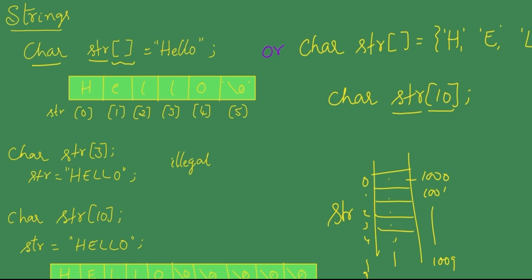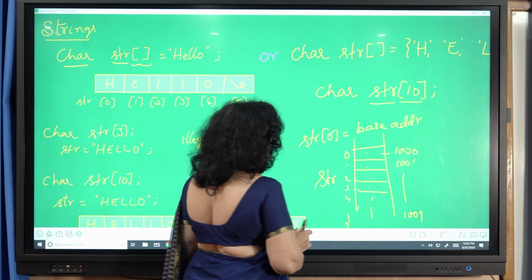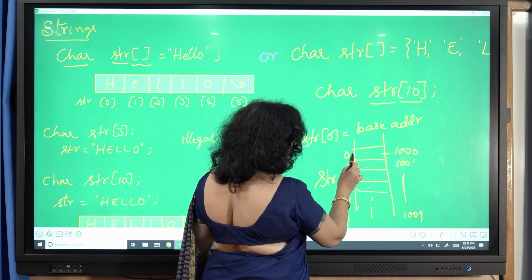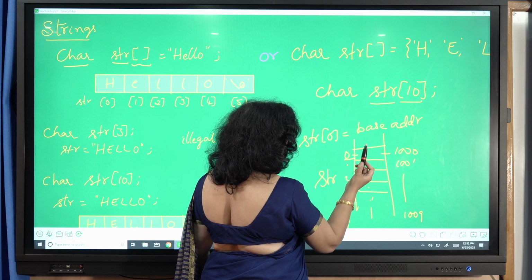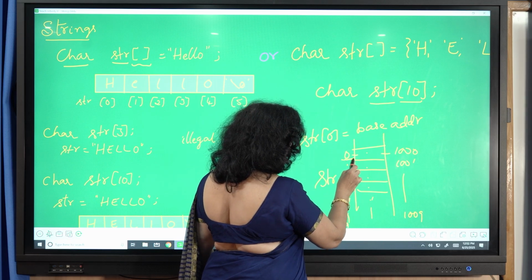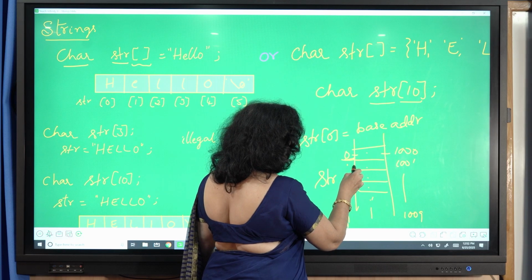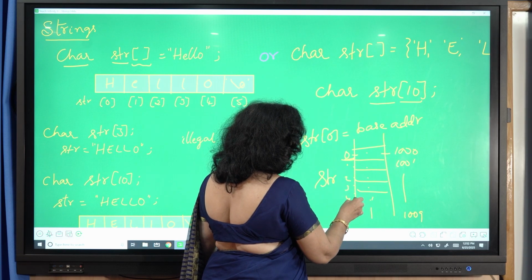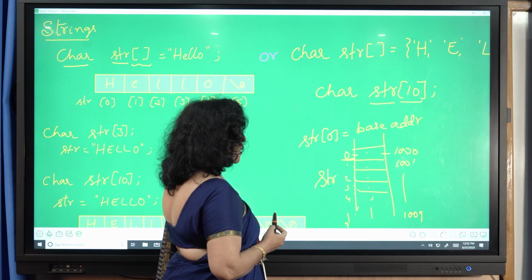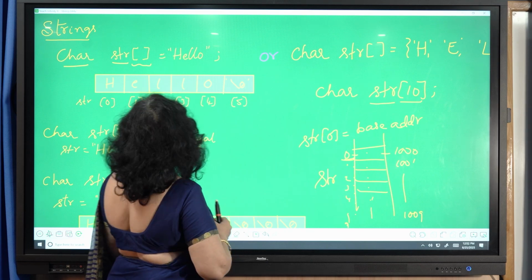Now, this str of 0, we call it the base address. So this is the 0th location. This is called the base address. From the base address, all the other characters will be stored in consecutive memory locations.